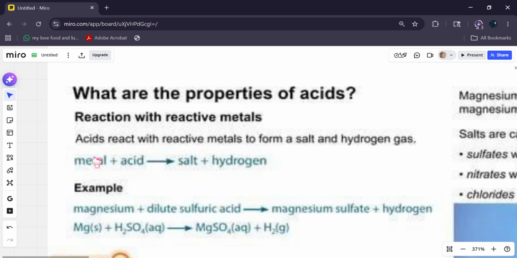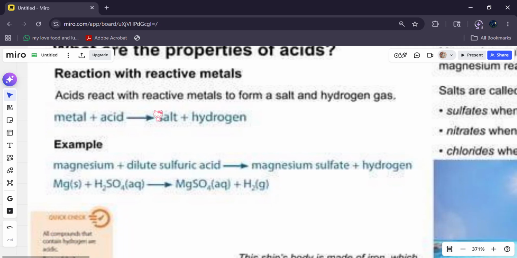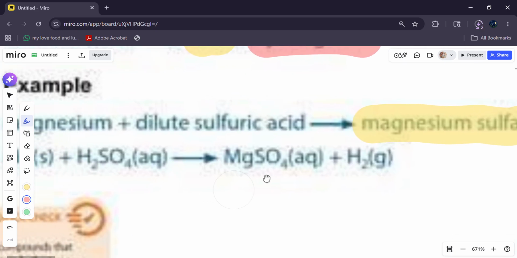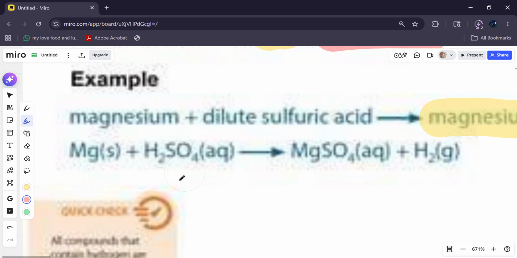Now, here's an example: magnesium and dilute sulfuric acid. Magnesium is a metal, while dilute sulfuric acid is, well, an acid. Now, when they mix together, they form magnesium sulfate and hydrogen. In this case, the magnesium sulfate is the salt, while the hydrogen is, well, hydrogen.